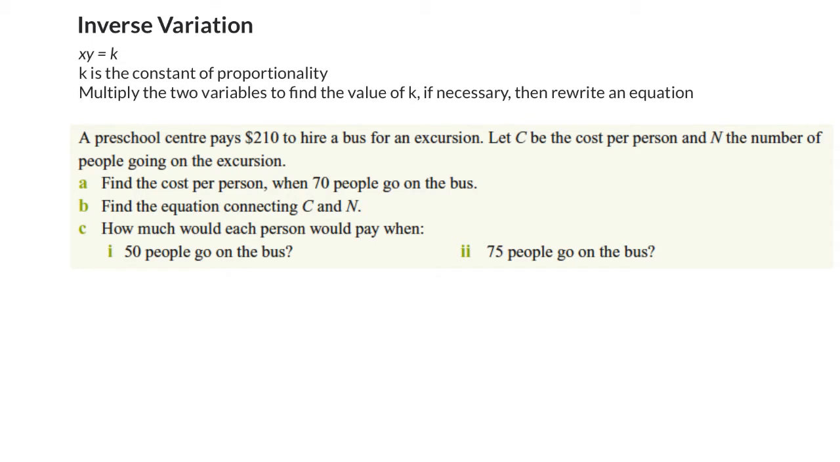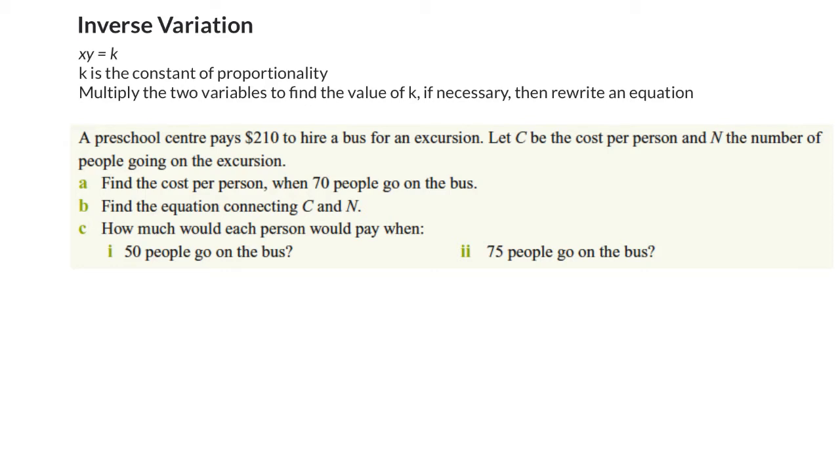So these present themselves in a couple of different ways, but often what we have to do is multiply the two variables to find the value of k, if necessary, and then rewrite an equation using those letters that I just talked about. For example, C is the cost per person and N is the number of people. So we'd want to use C and N there, not x and y. Let's have a look here.